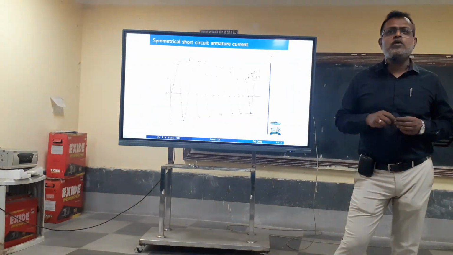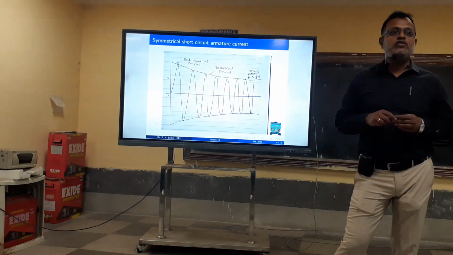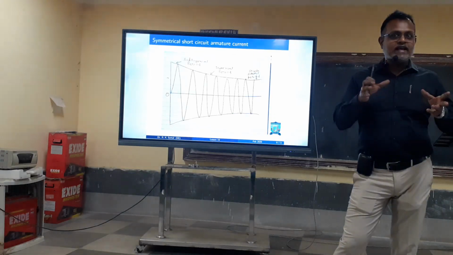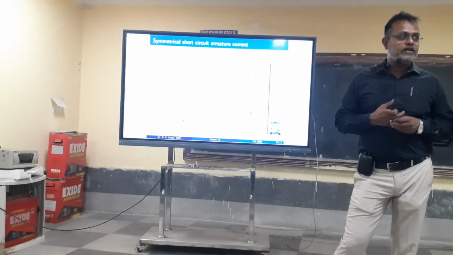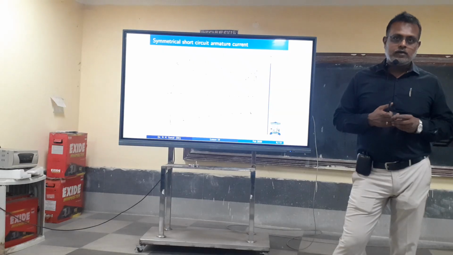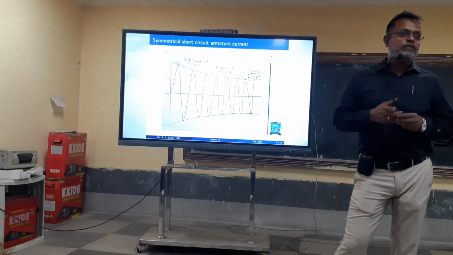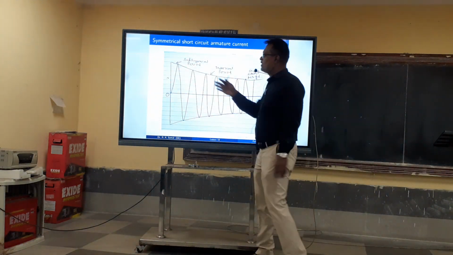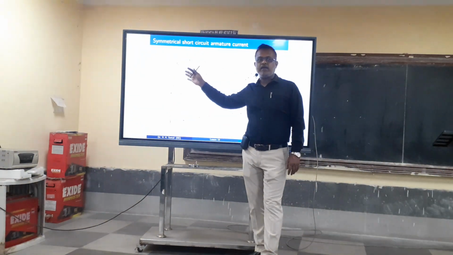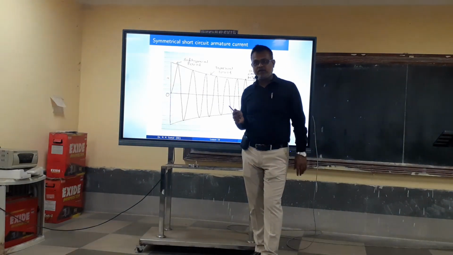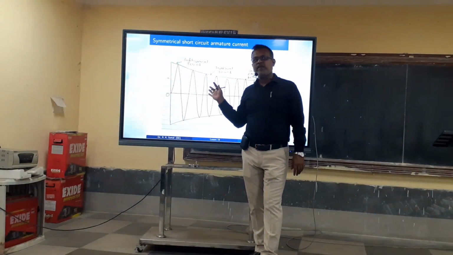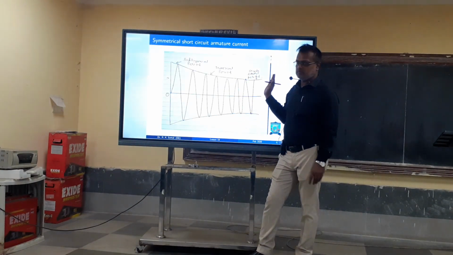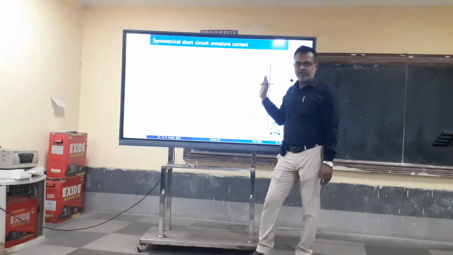Why do you use a storage oscilloscope? Why not a normal oscilloscope? Because the time is small, it's very fast. We cannot capture it in a normal oscilloscope, so we need a storage oscilloscope. In the current waveform that you see, the first part is known as the subtransient period. Here the current is very high. The first cycle is taken as the subtransient current. After say 3-4 cycles, we take the period as the transient period, whereas the final current is known as the steady state current.